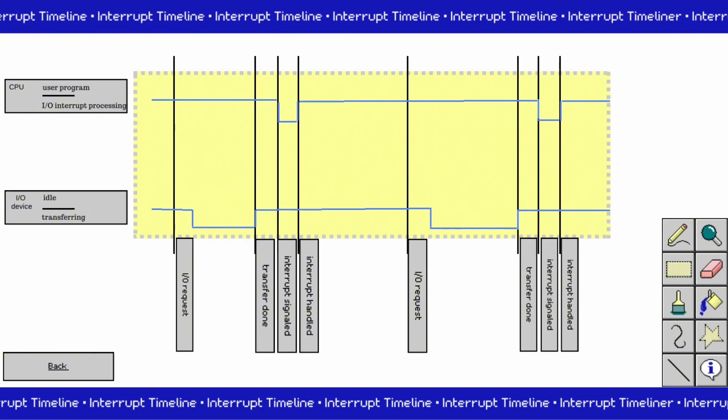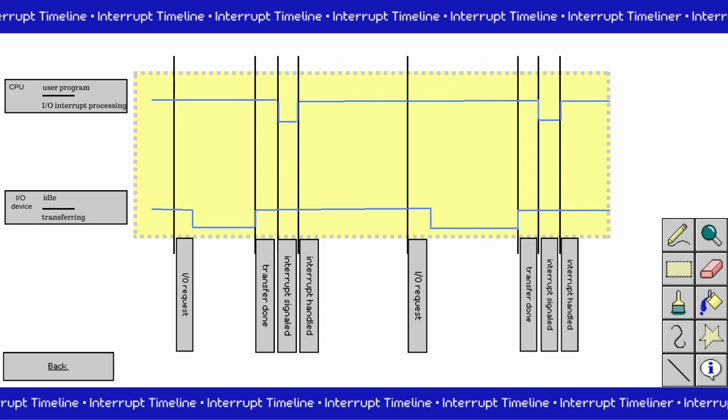The second one is the interrupt architecture must save the address of the interrupted instruction. The third one is a trap or exception is a software generated interrupt caused either by an error or a user request. And the last one is an operating system is interrupt driven. So this is the interrupt timeline.